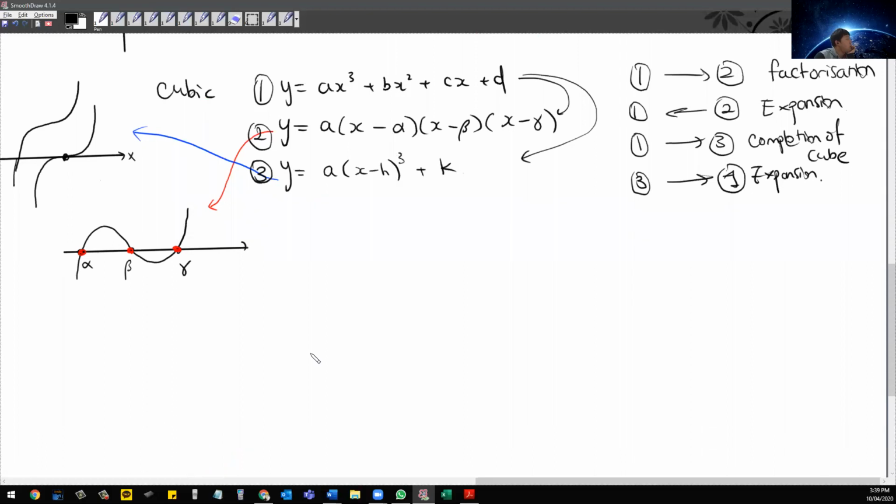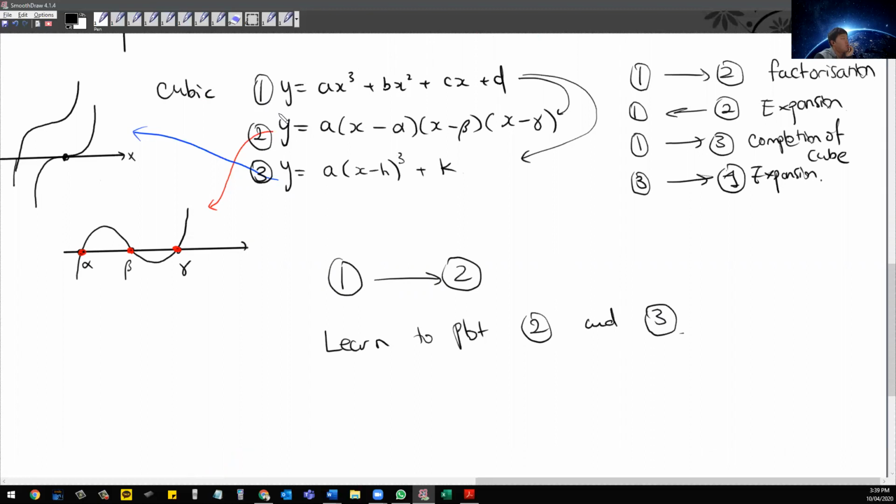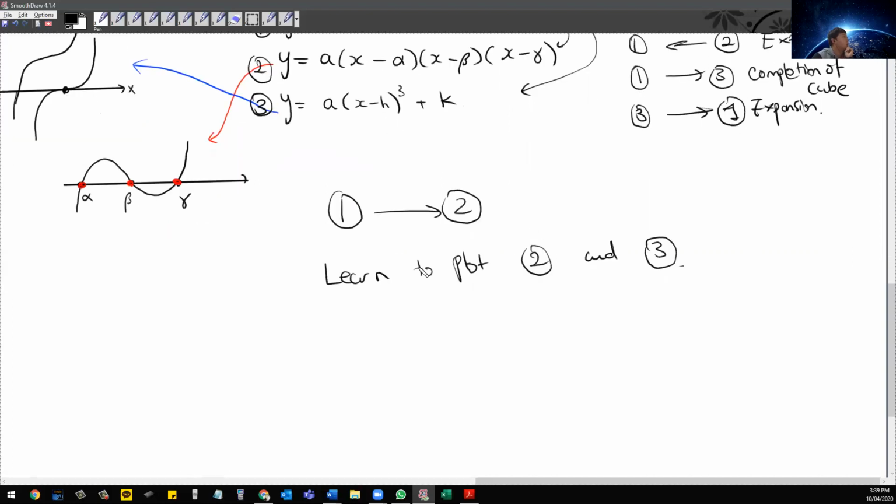Anyway, what we'll learn is to factorize from 1 to 2. That's what we're going to learn. And also learn to plot 2 and 3. So we're not going to learn to plot 1 because that's hard. But once it's in the shape of 2 and 3, it's pretty easy to plot, okay? Now, we'll talk about B first, okay?